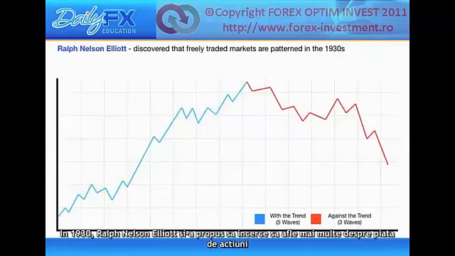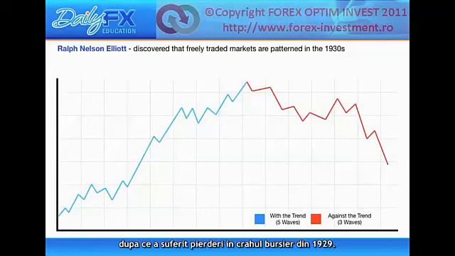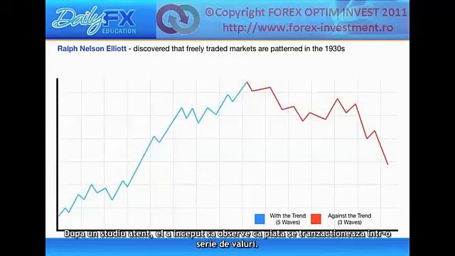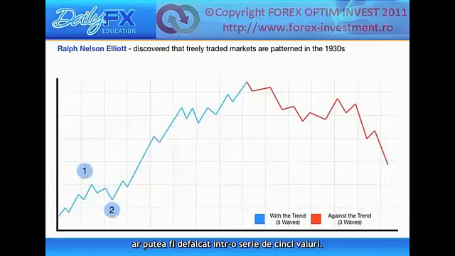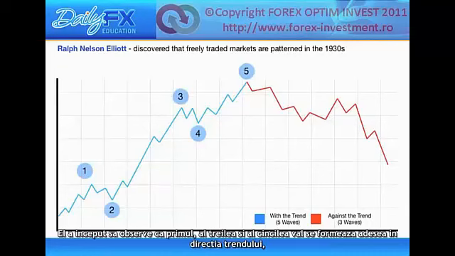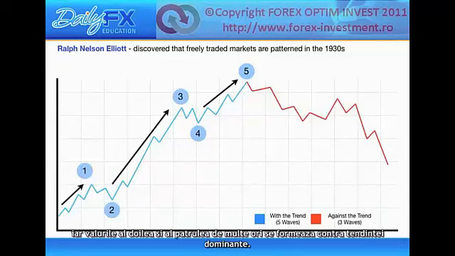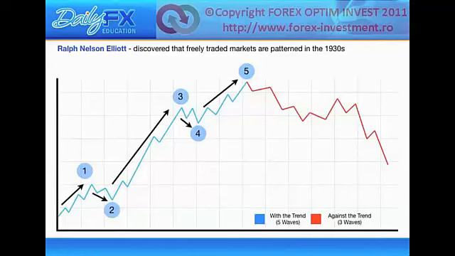In the 1930s, Ralph Nelson Elliott set out to try to learn more about the stock market after experiencing some losses in the 1929 crash. After careful study, he began to notice that the market traded in a series of waves. Elliott observed that a trending move in the direction of the prevailing trend could be broken down into a 5-wave series. He labeled these waves 1 through 5. He began to notice that the first, third, and fifth waves often formed in the direction of the trend, and the second and fourth waves often formed against the prevailing trend.